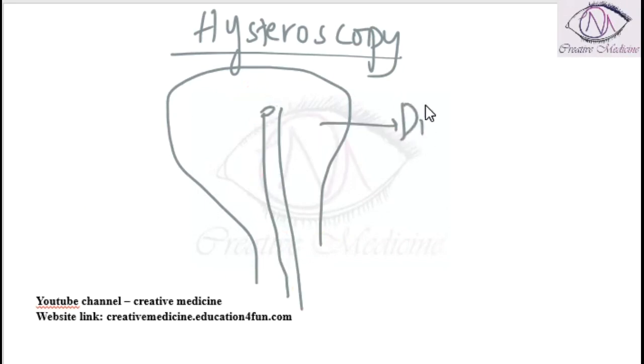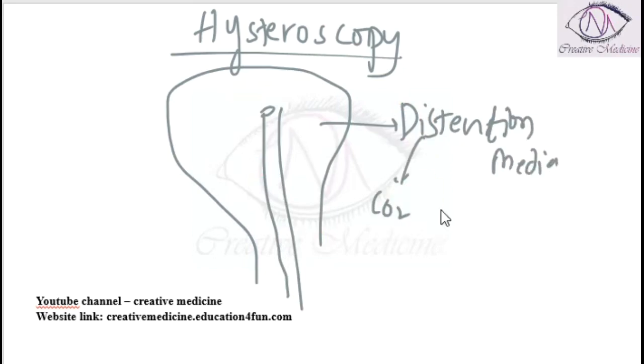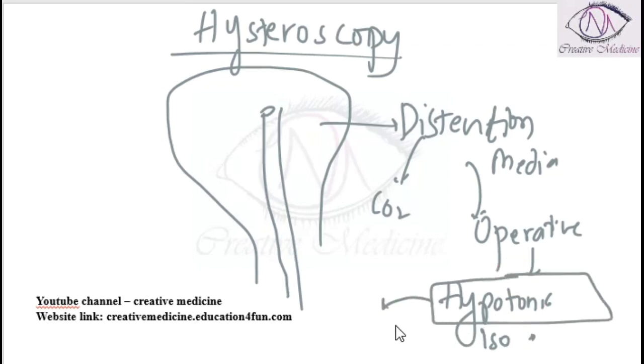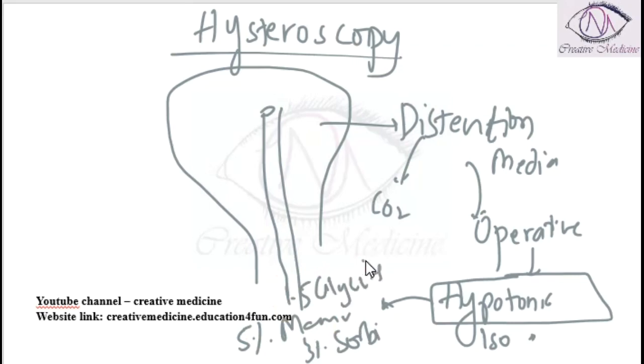For diagnostic purposes, the distension media used is carbon dioxide, whereas for operative hysteroscopy, we use fluid, either hypotonic fluid or isotonic fluid, as distension media. The hypotonic fluid is the fluid which is poor in electrolytes. This includes either 5% mannitol, 3% sorbitol, or 1.5% glycine. Isotonic fluid is rich in electrolytes and it includes normal saline.